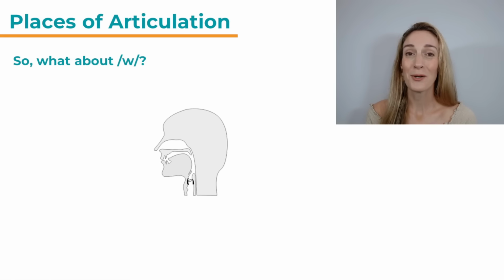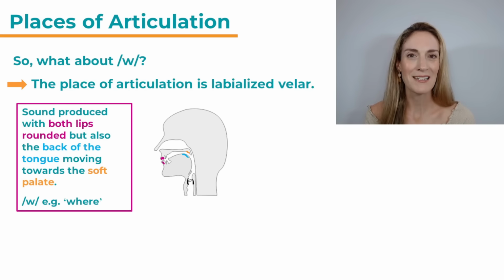Now, you might have noticed that as we went through the different places of articulation, and I gave you the different sounds as examples, the w was absent. So you might think, okay, what about w? It wasn't mentioned at all. Where is it formed? Now, the place of articulation for w is labialized velar.